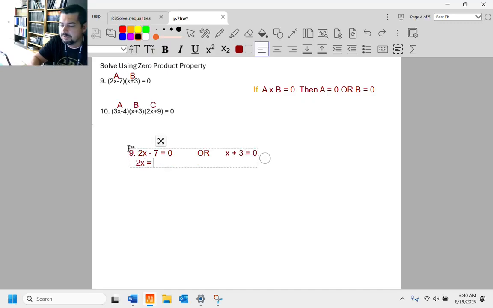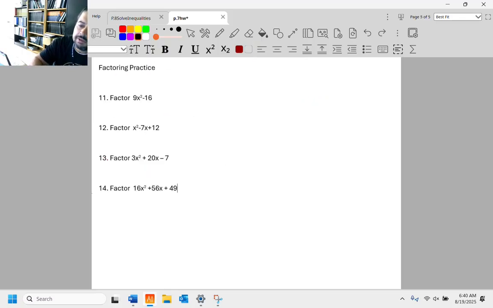9's a two-stepper. Add 7 to both sides, divide by 2, 7/2, call it a day. This other factor, x plus 3, that's a one-stepper. Subtract 3 from both sides and be done with it. Move on with your life. Do something else. Don't waste your life doing your math homework.